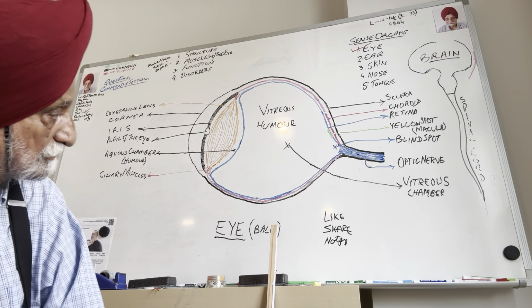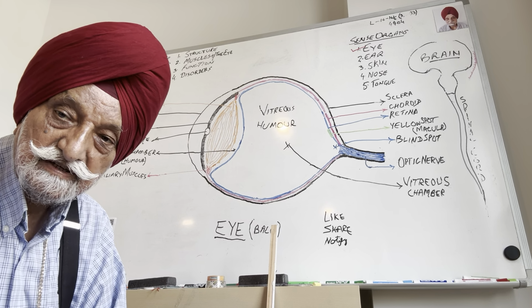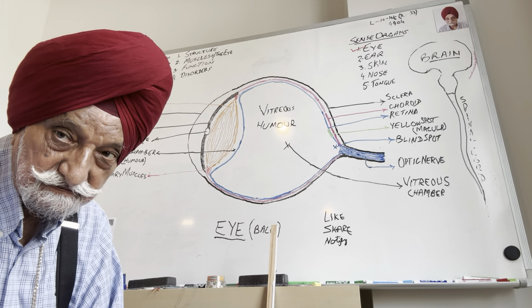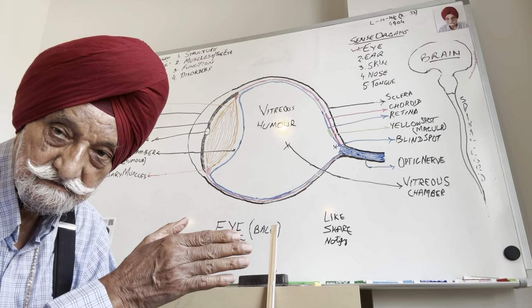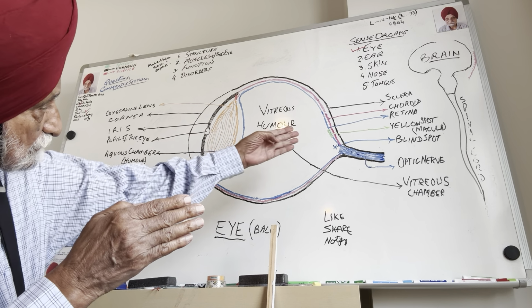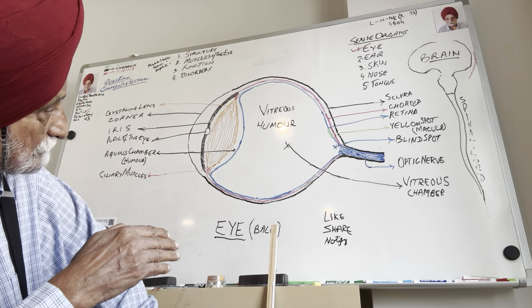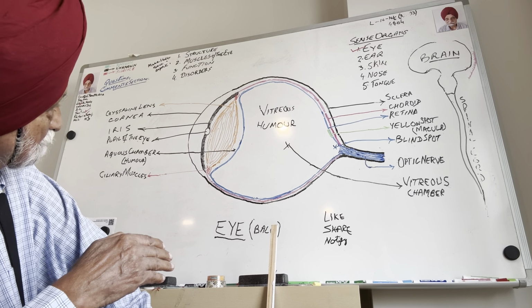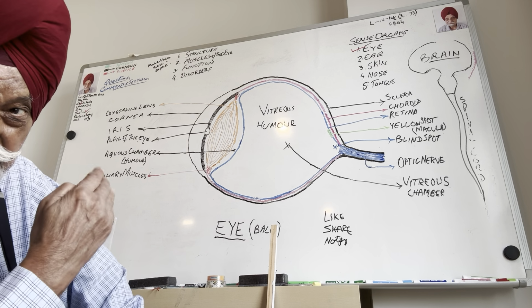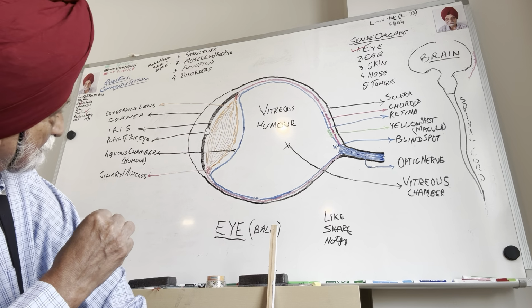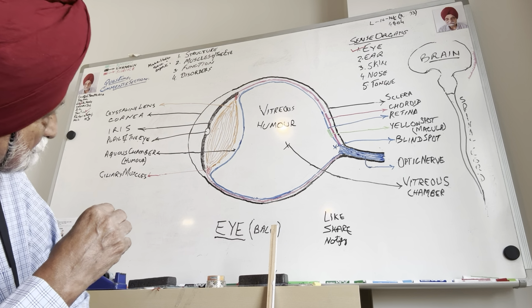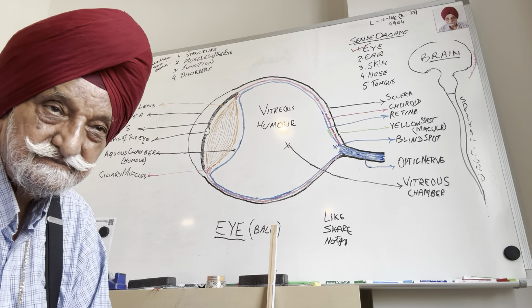Now that's all I wanted to tell you about the eye. I have told you the structure, how the image is formed at the yellow spot or the macula, how the muscles of the eye work, and some of the disorders of the eye.